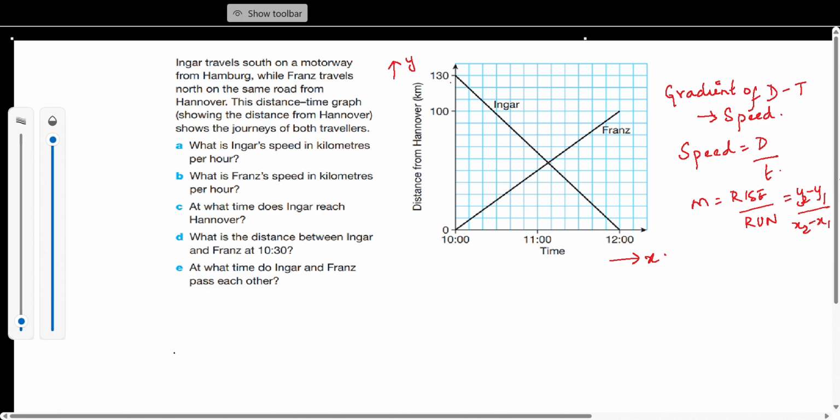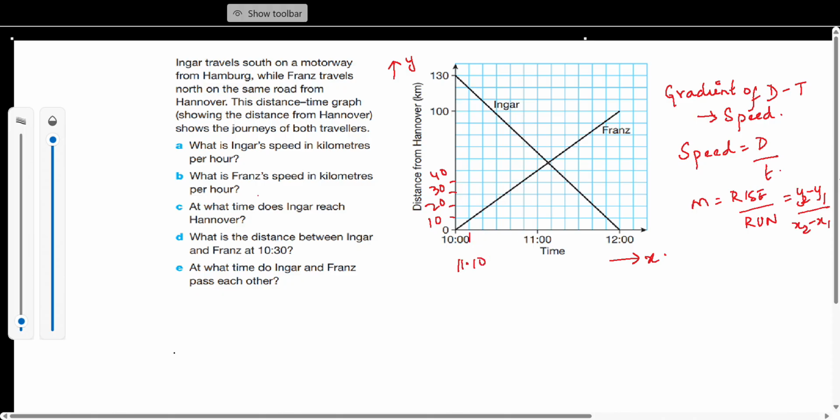We have the distance from Hanover. We have a grid here and the starting is 0. We have 100 here. If you count the blocks, there are 10. So since 10 blocks make up 100, every block is 10. This is absolutely essential for us to be able to read or interpret the graph. Similarly, along x is time. The start is 10 o'clock and it's 11 here. 1, 2, 3, 4, 5, 6. We have 6 blocks making up 1 hour, which is 60 minutes. Obviously, every block is 10 minutes.